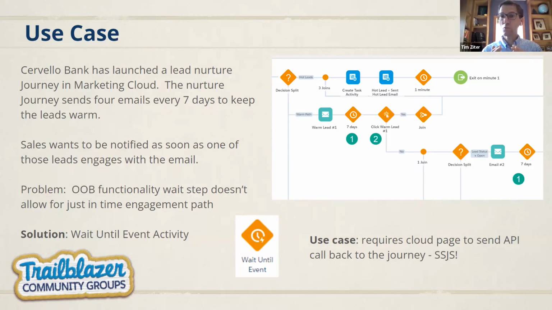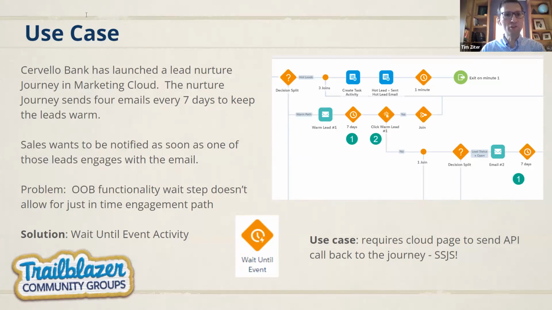And the challenge with that functionality is you can't just drop that into the Journey canvas. In order to enable that, you need to have an SSJS API call come directly into that activity to move that person along in the journey. So we're going to jump into the platform and give you an example of this in a little bit more detail.